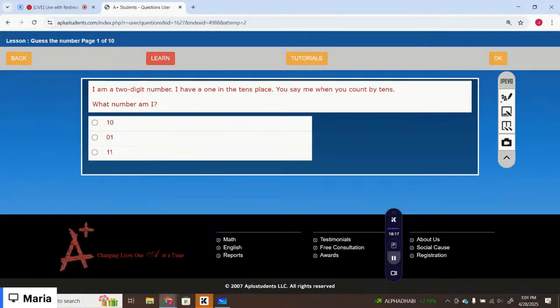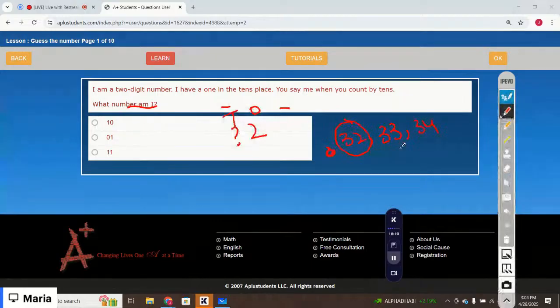I have a 1 in the tens place, right? The number would be like this. Ones and tens. So in the tens place we have 1. You say me when you count by tens. So when we count by tens, you have the options 10, 1, and 11. So when we count by tens, we say 10. Option number 1 is the correct option. That is 10.